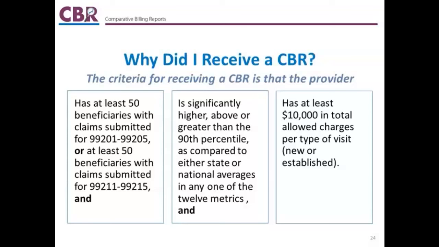It is important to identify that your results do not need to have a significantly higher outcome in all 12 metrics or even in more than one metric. As long as significantly higher is the result of one of the metrics and you meet the other two criteria, you will receive a CBR for review.